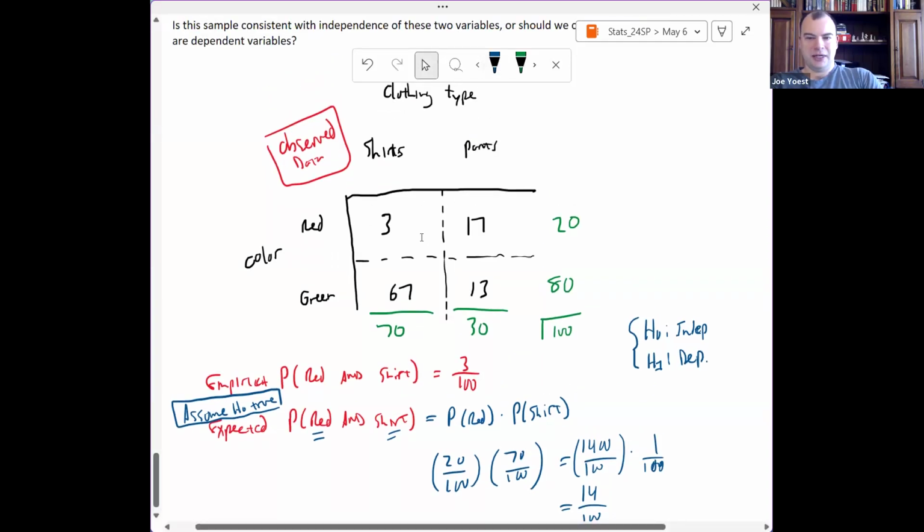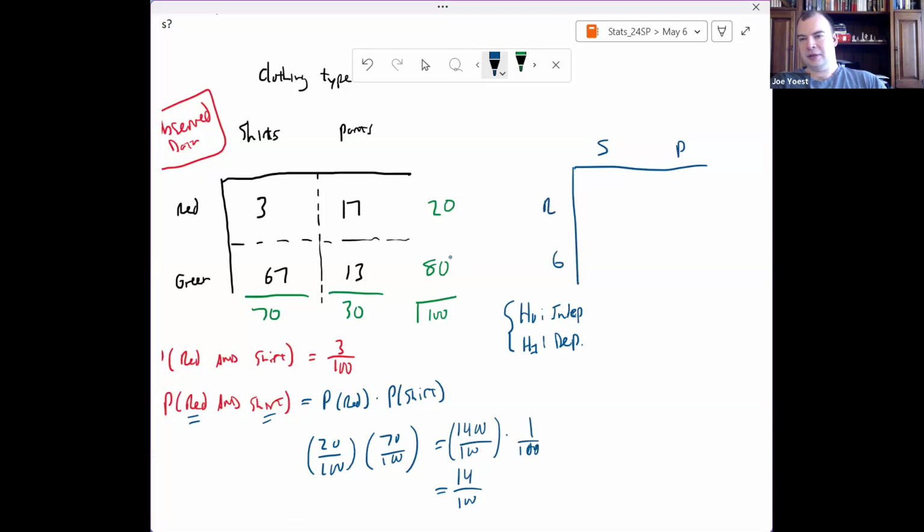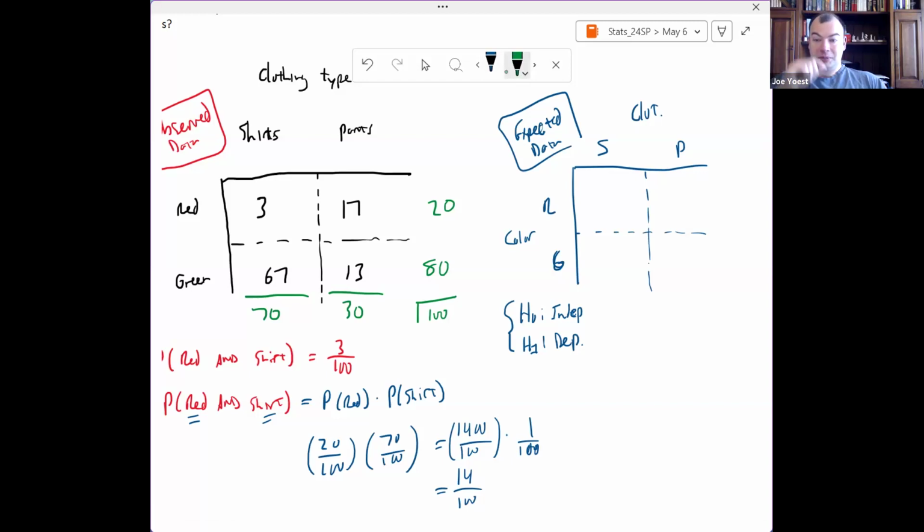So I have a set of observed data in this grid, but I could make a similar grid, shirts and pants, red and green, clothing type and color. I can make another grid to stand alongside this that is the expected data, in other words, expected under the null hypothesis of independence. Now, in this expected data, again, I need to have still 70 total shirts and 30 total pants. Those are fixed. And I need to have 20 red colored pieces of clothing and 80 green and 100 total pieces of clothing.